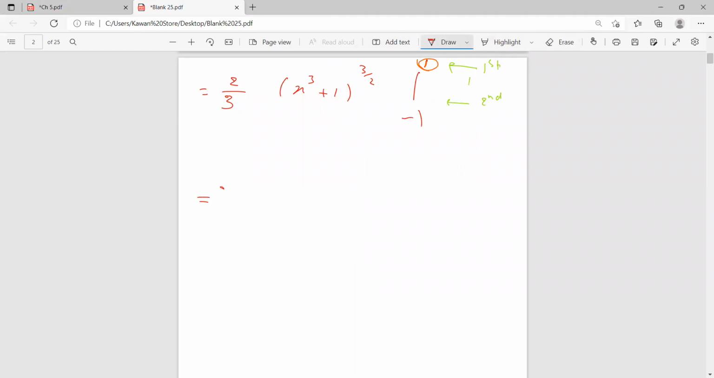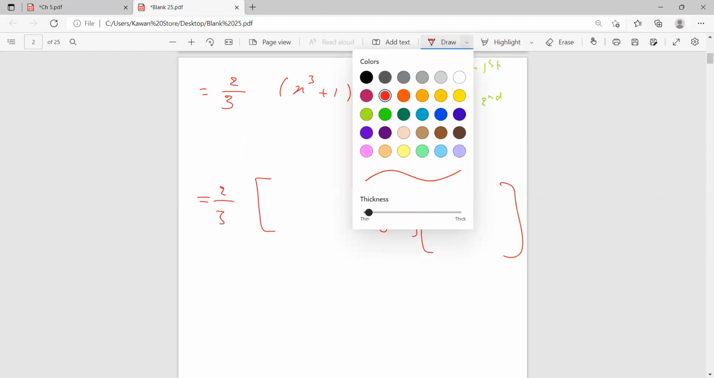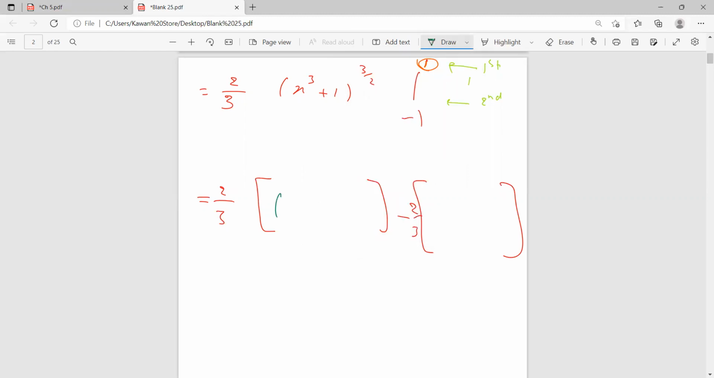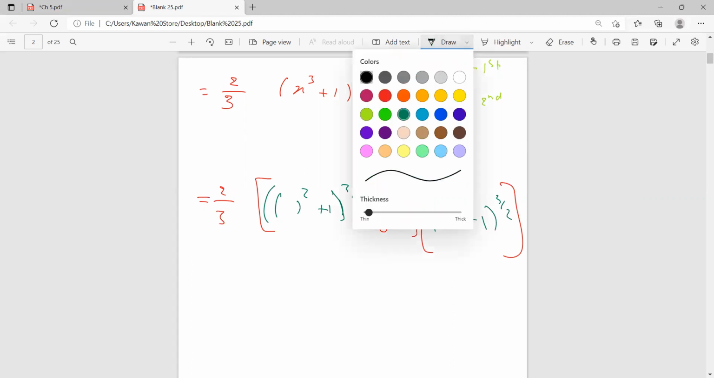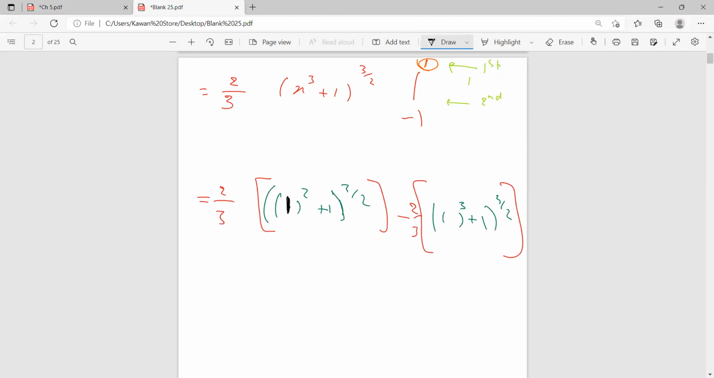So we say it is equal to 2 over 3, first bracket minus second bracket, 2 over 3, second bracket, okay? So for the first bracket, we have what? We have 3 over 2, something cube plus 1. And again, 3 over 2, something cube plus 1. For the first, we are going to substitute 1. For the second, we are going to substitute -1.